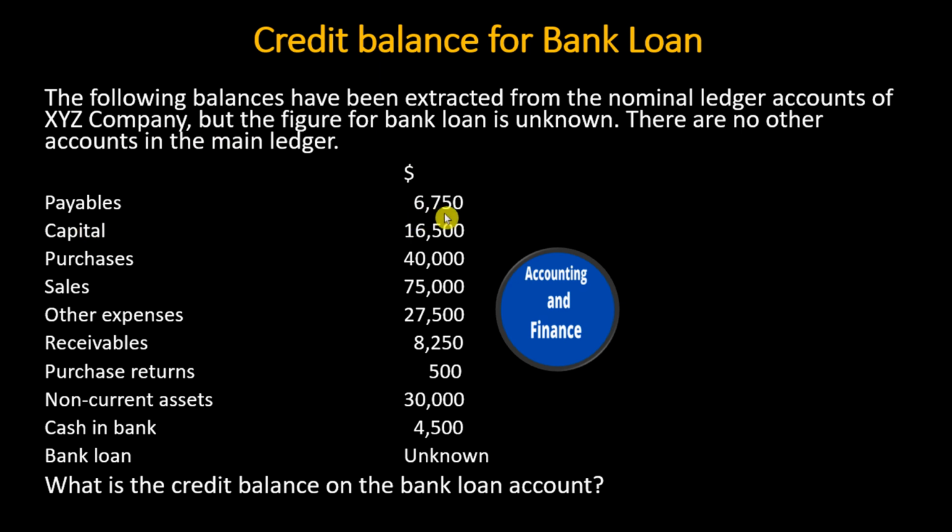Payables, $6,750. Capital, $16,500. Purchases, $40,000. Sales, $75,000. Other expenses, $27,500. Receivables, $8,250. Purchase returns, $500. Non-current assets, $30,000. Cash in bank, $4,500. Bank loan, unknown. What is the credit balance on the bank loan account?